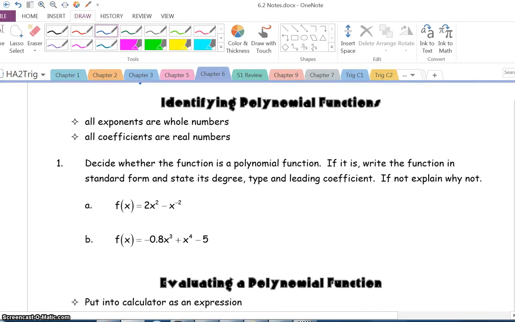Alright, so how do you know if you have a polynomial function? Well, first of all, your exponents have to be whole numbers. Okay, so meaning no negatives and no fractions. And all your coefficients have to be real numbers. So real numbers as in no imaginary.